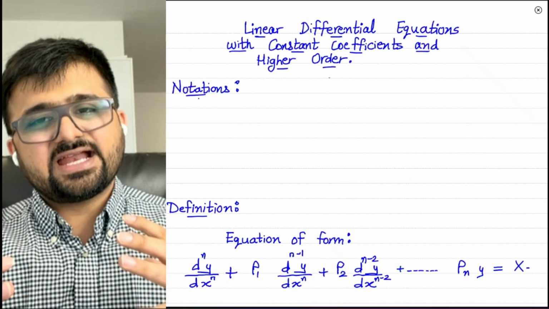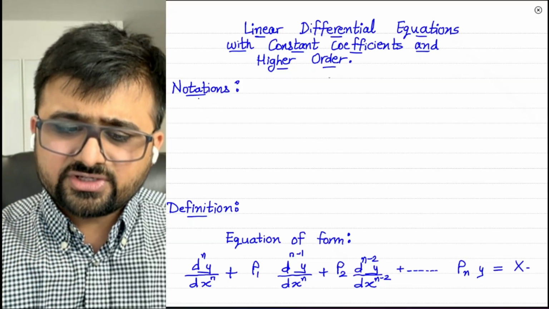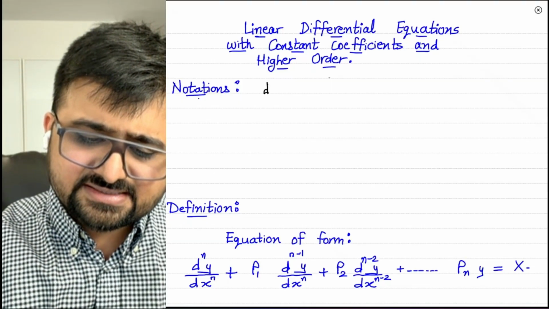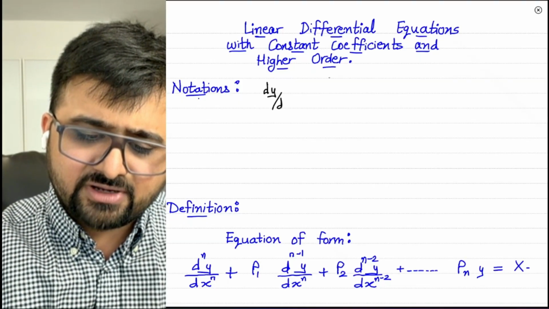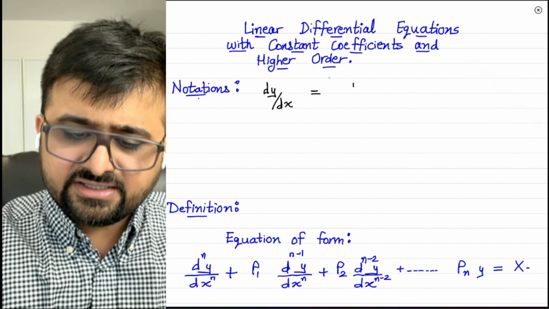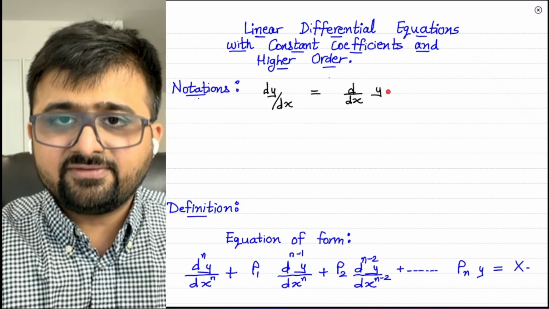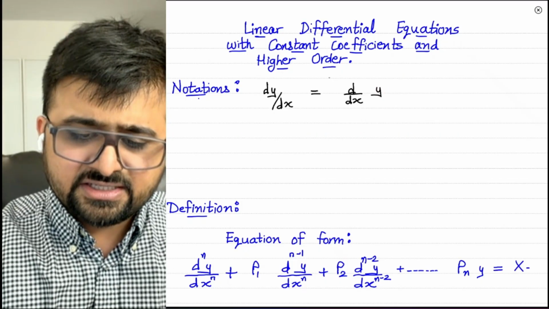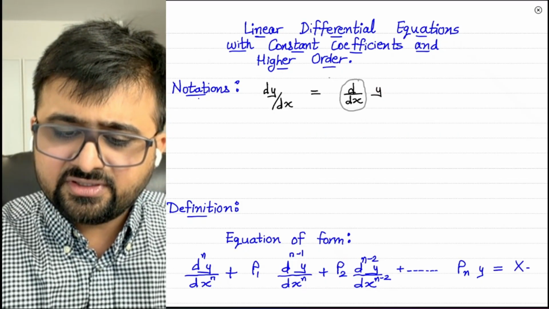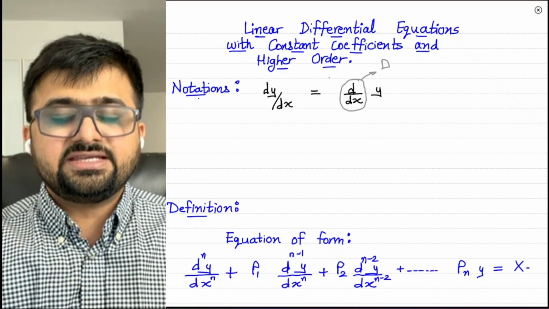Let us start by understanding some basic notations that we are going to use throughout this chapter. The first notation, which is the very common notation, is derivative of y. We know derivative of y with respect to x is dy by dx. This can also be written as d by dx of y, which means derivative of function y with respect to x. Now this d by dx in this chapter will be frequently represented as capital D. I will write that d by dx as capital D.